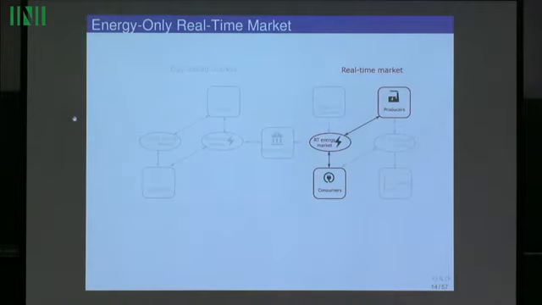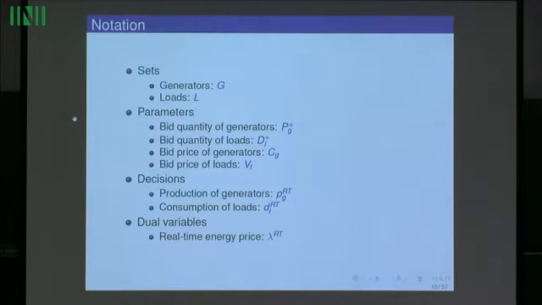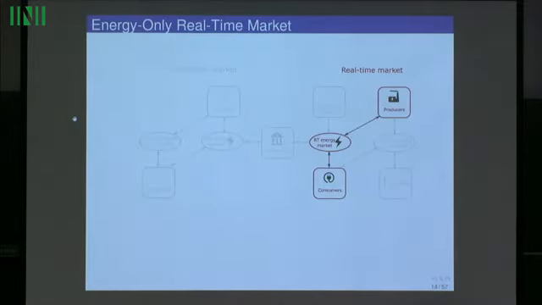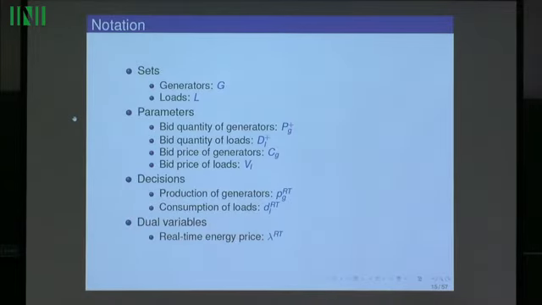I start with a real-time energy market. So I have basically this product, which is traded between producers and consumers. So I have a set of producers, a set of consumers. Each of them is submitting price quantity pairs for either demand or supply. So the producers' quantities are P plus and their valuation, their marginal cost, is CG.